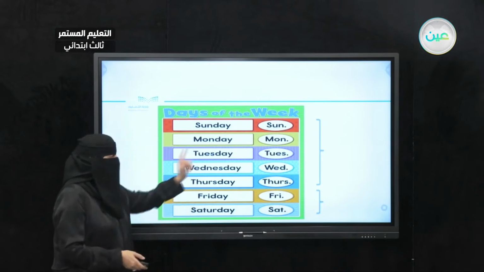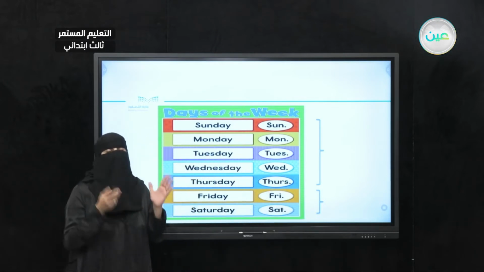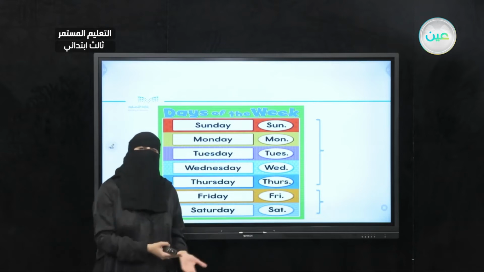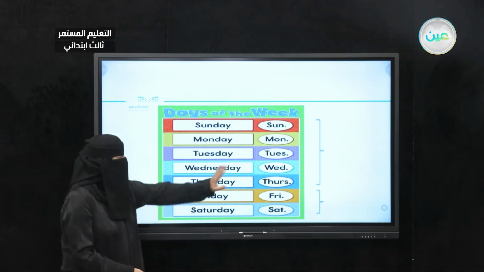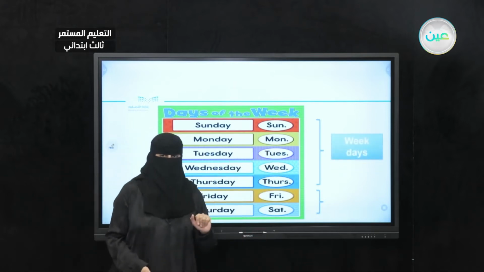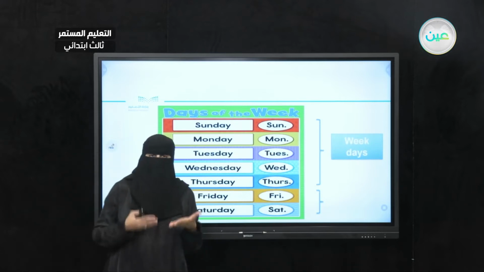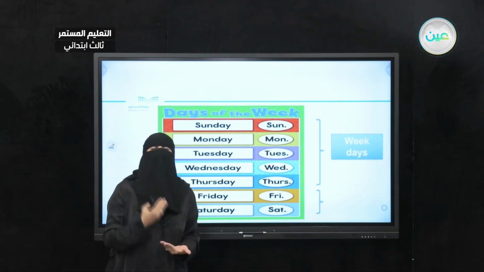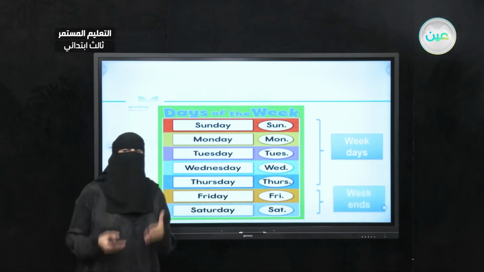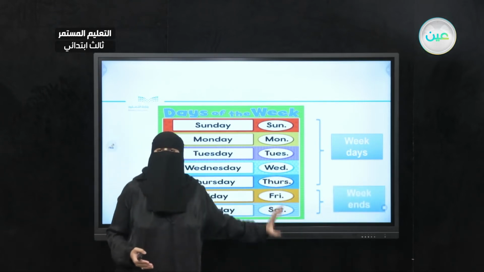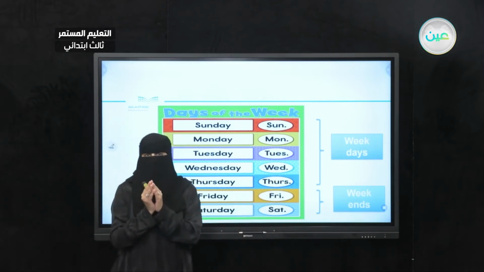As you can see, I divided the days of the week into 2 parts. Why is that? Because on some of these days we go to work, we go to school, right? But on the other 2 days we don't. What do we call them? I call them weekdays. Starting from Sunday till Thursday, these are the days that here in Saudi Arabia we go to work and we go to school, right? While on Friday and Saturday we don't, because they are weekends.